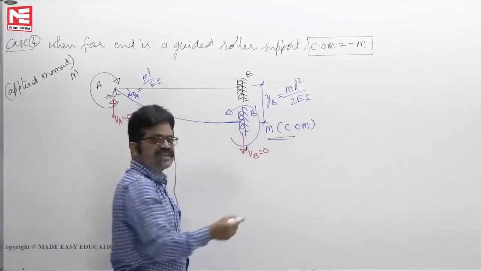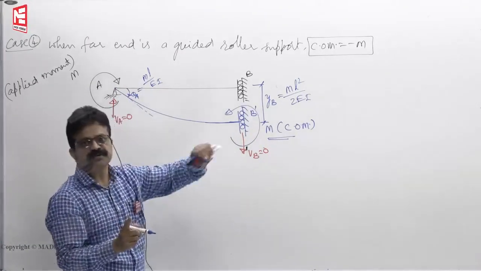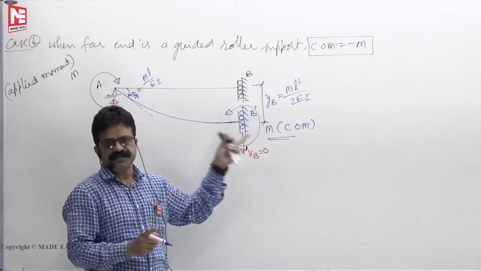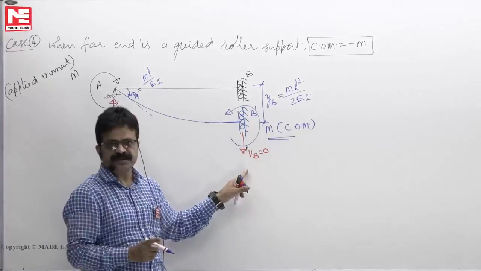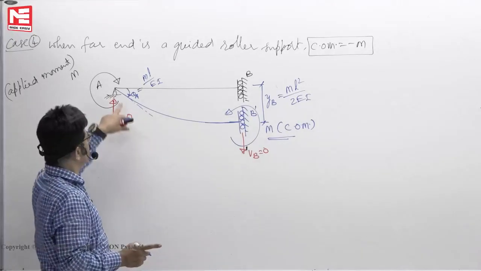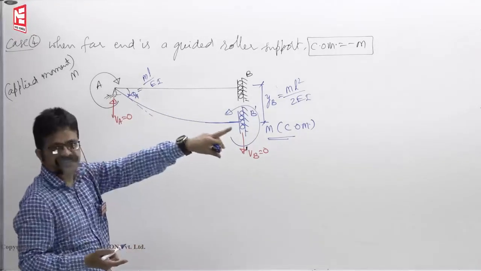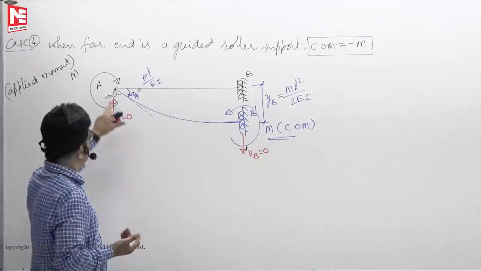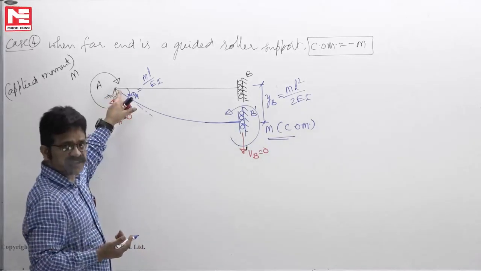Because this profile is like a cantilever beam subjected to movement at one end. This is like a reaction. No reactions developed at the hinge support. If VA is 0, it's like a free end. At the free end also no reaction. No horizontal, no vertical reaction. Here also no vertical reaction, no horizontal reaction.